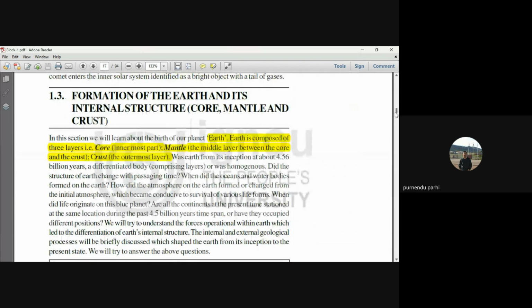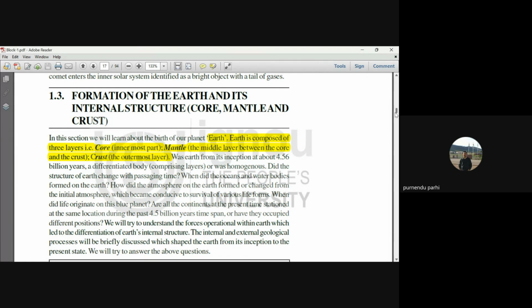Then formation of the earth and its internal structure. The internal structure means we are talking about its core, mantle, and crust. In this section, we will learn about the birth of the planet, the earth. Earth is composed of three layers: the core, the innermost layer; mantle, the middle layer between the core and the crust; and the crust, the outermost layer.